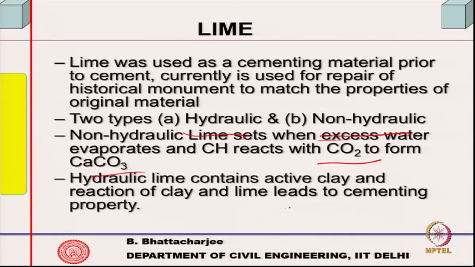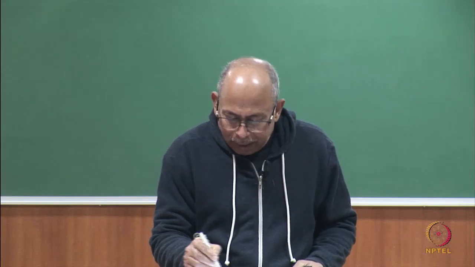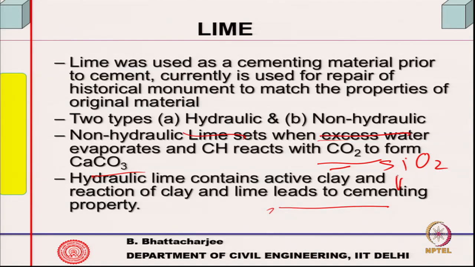Hydraulic lime is the other one, which contains some active clay, because clay will be the impurity in lime as well. So, it contains some active clay. As you add water, the clay, with the silica, reacts with the lime, but this process is relatively slow. As long as your clay is reactive, clay would mean silica and alumina, and if it is reactive, not all clay or silicas are reactive.